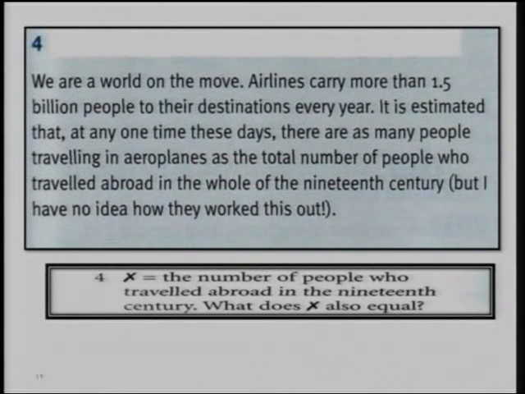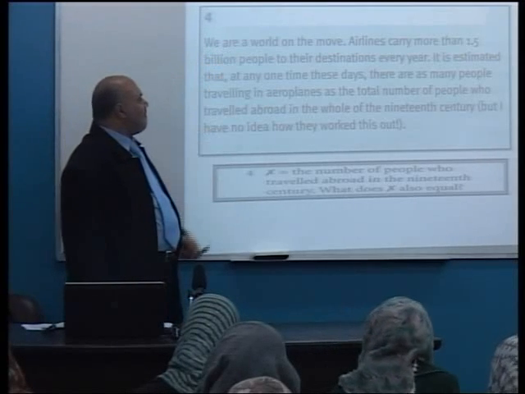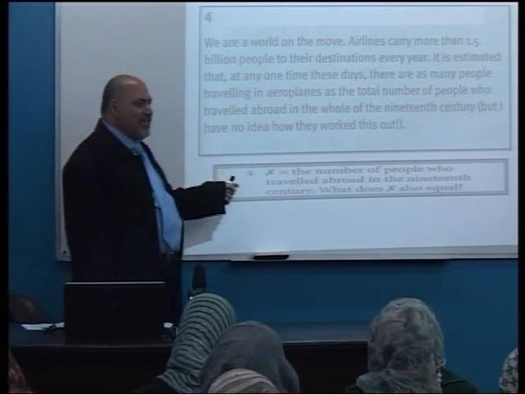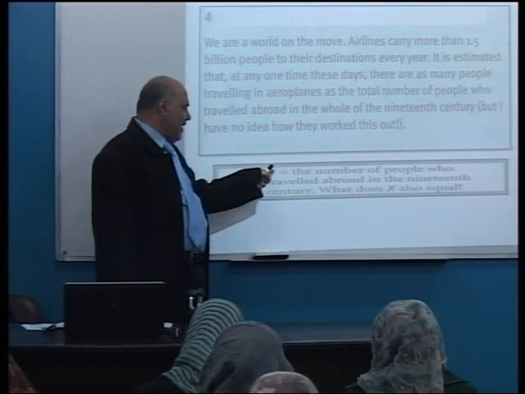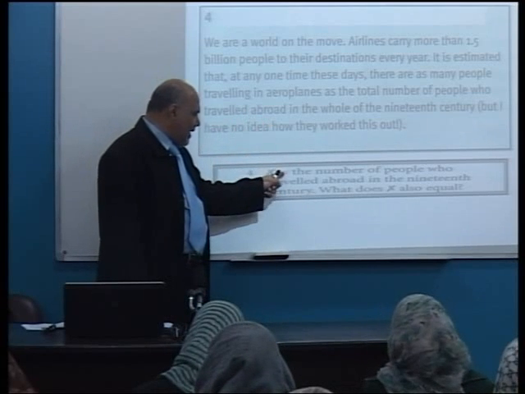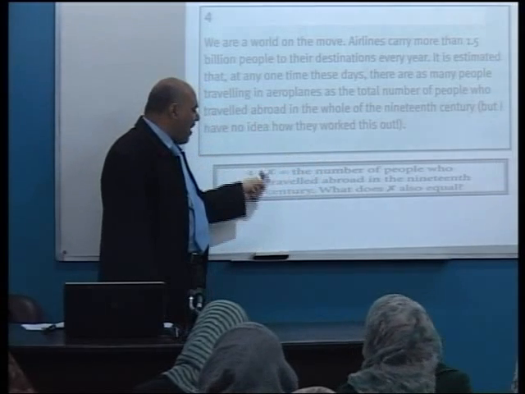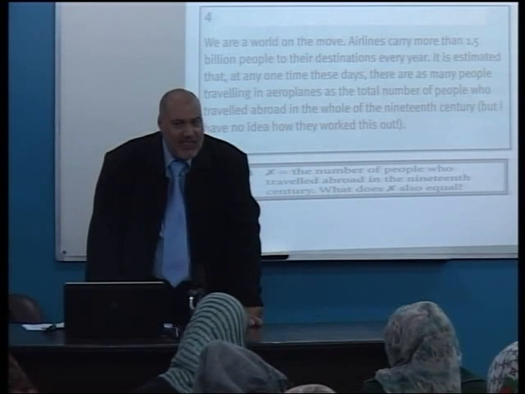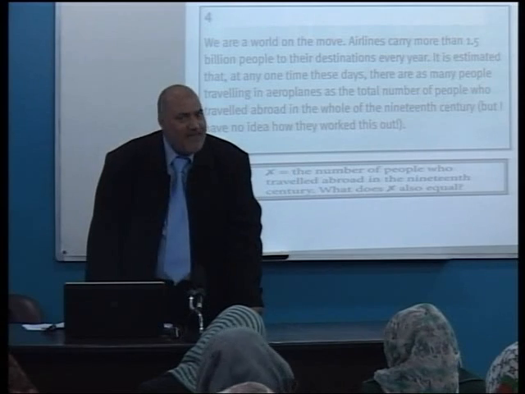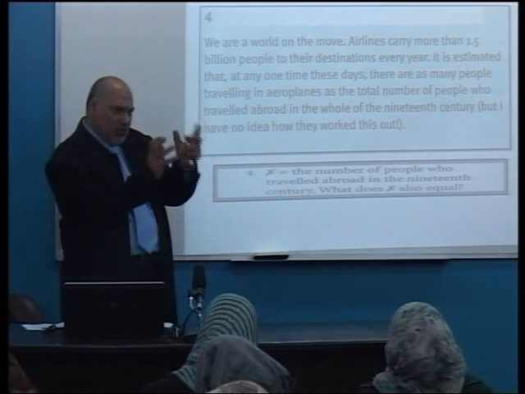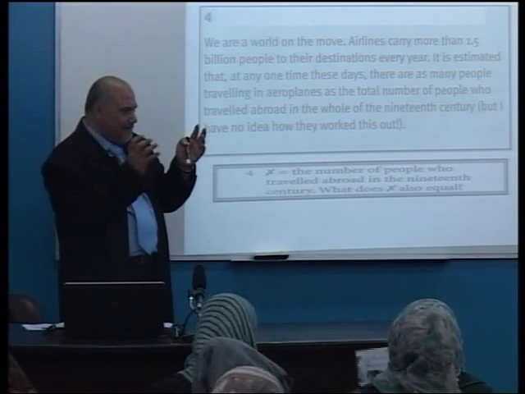Yes, this is number 4. Look here at the question. Before reading, we read the questions. X equals, X means a number, equals the number of people who traveled abroad in the 19th century. So the number of people who traveled abroad in the 19th century may be 4 million, 5 million, 6 million. We don't know exactly. So it is X. So this number of people who traveled in the 19th century is okay.